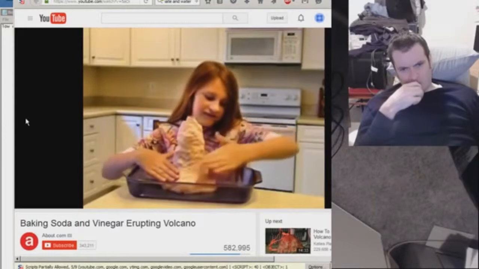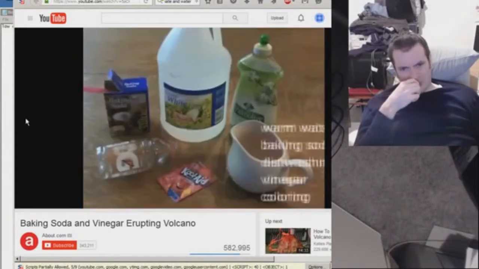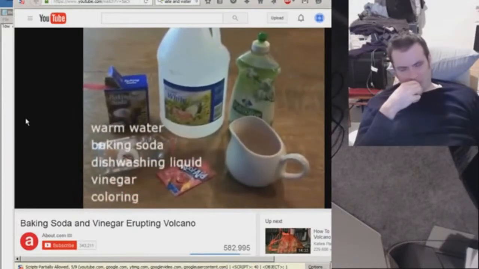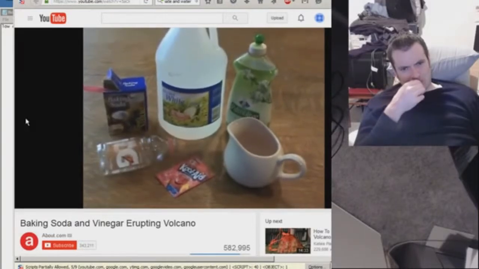You'll need a lot less volcano material if you make a general volcano shape out of paper and cover it with clay. You will need warm water, baking soda, liquid dishwashing detergent, and vinegar to make the lava for your volcano. You can color the lava by adding food coloring or drink mix.